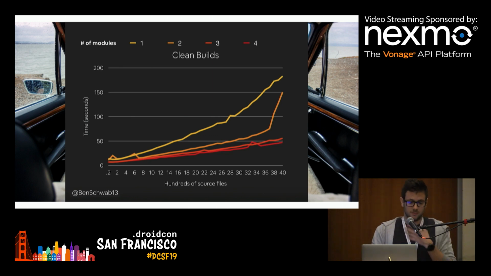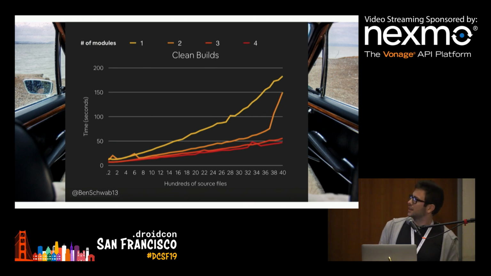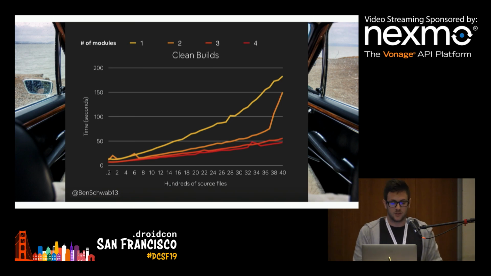As soon as you start including more modules, you can see how, obviously if you add more source files the clean build time will increase, but it's diminishing. So the more modules, the more time you're able to save. And here it goes from 175 seconds to around 50 seconds, which is pretty good. So the larger your monolith is, the more time will be saved on clean builds once you start modularizing.